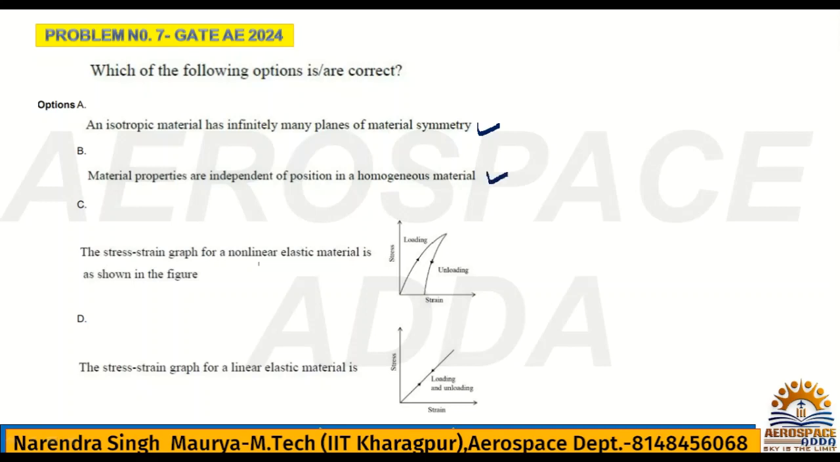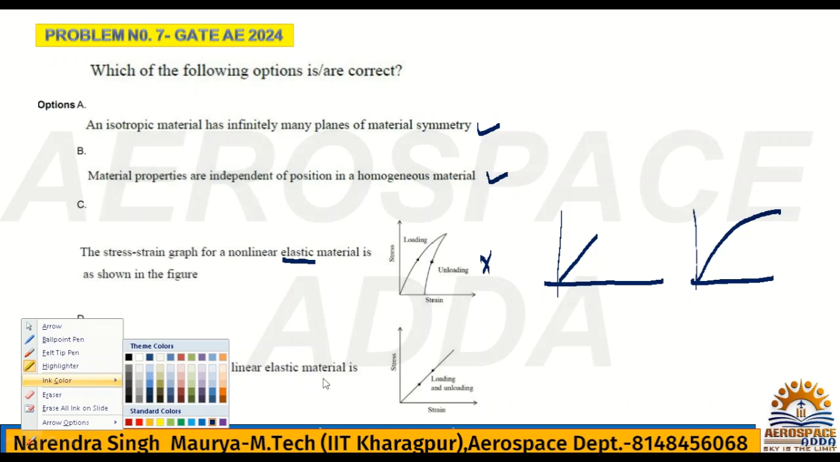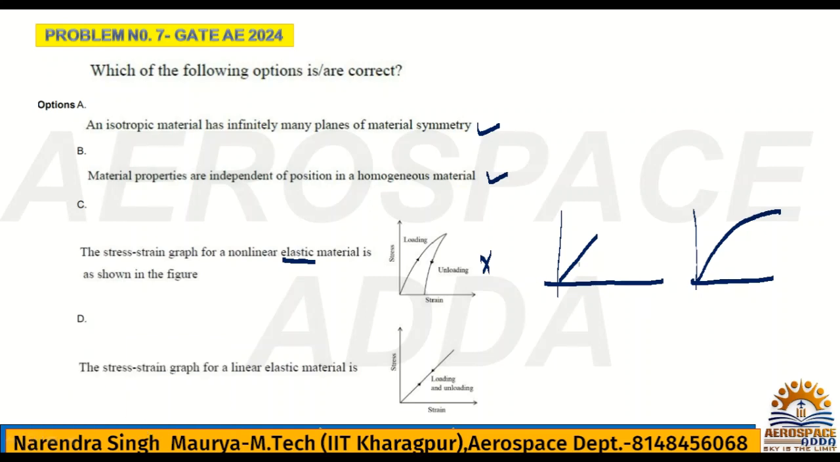The stress strain graph for non-linear elastic: if they said elastic material, then even though it is linear or non-linear, it doesn't matter, the loading and unloading will be the same. This is wrong. Directly you can get this. Linear means this is the linear, non-linear means this is non-linear. In fact, in the fourth option, it is linear. They had taken the diagram already. So this is linear, and loading and unloading will be the same.